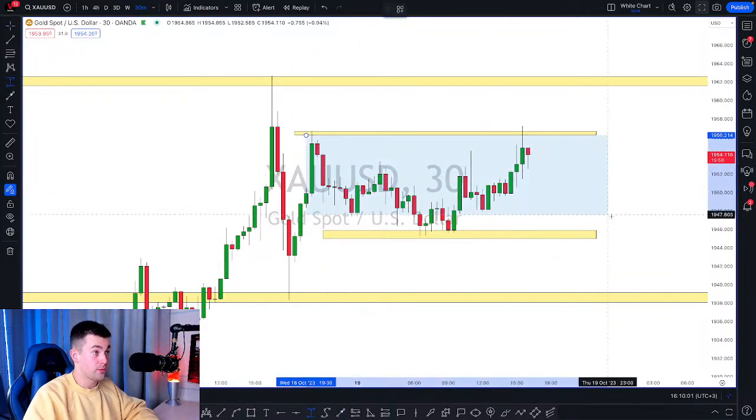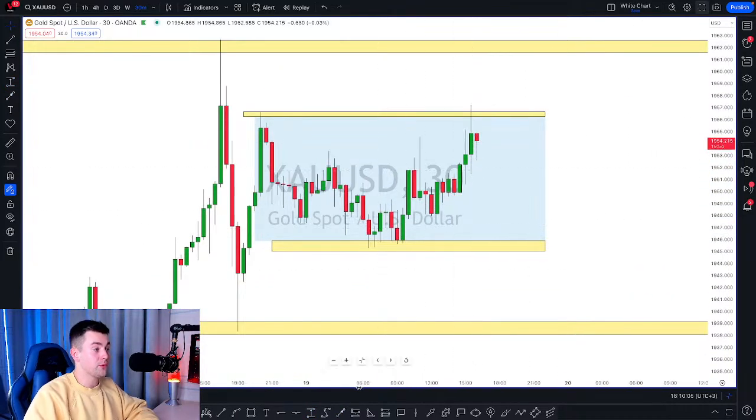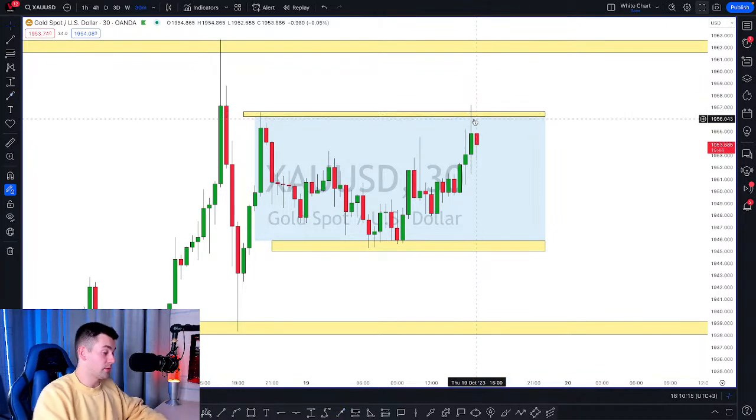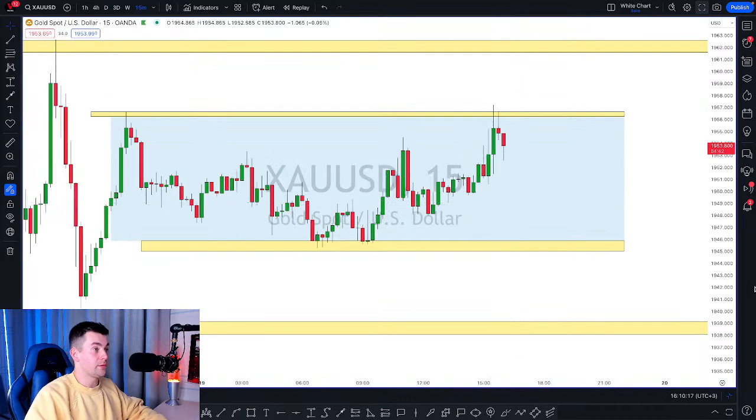Yes, that is our focus. And what we can spot is that on the 30 minutes time frame, the market reached the resistance of the range. Yes, so it is quite an important clue for us. Now, 15 minutes time frame.